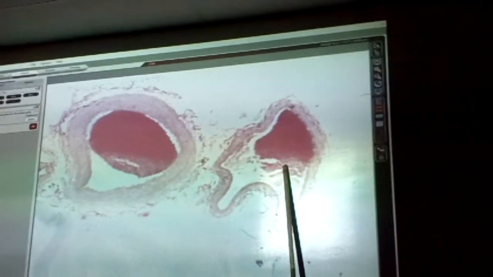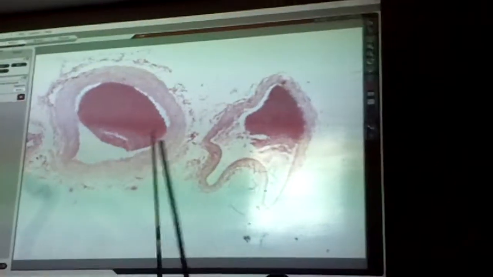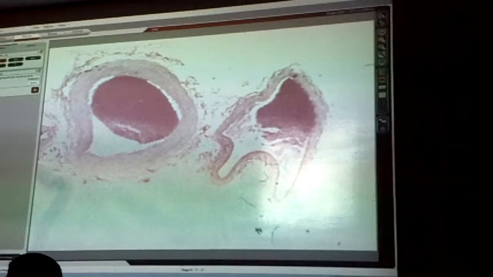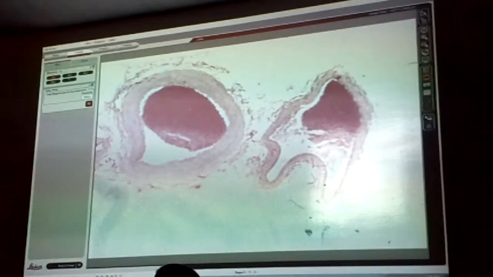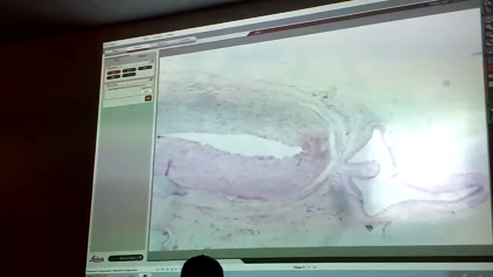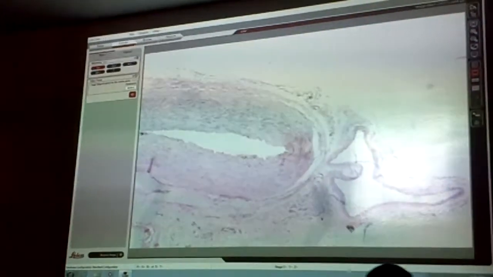What's this one? Vein. This one? So they both have the same structures, it's just the difference is a vein and artery. A vein is squiggly and an artery is circle, because of the muscle that's in there. Okay, that's not that hard. Okay, that one's just like that.